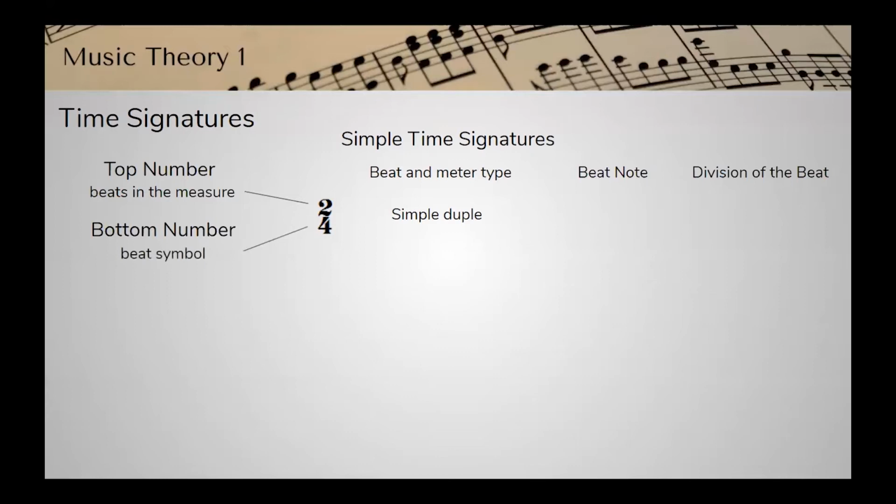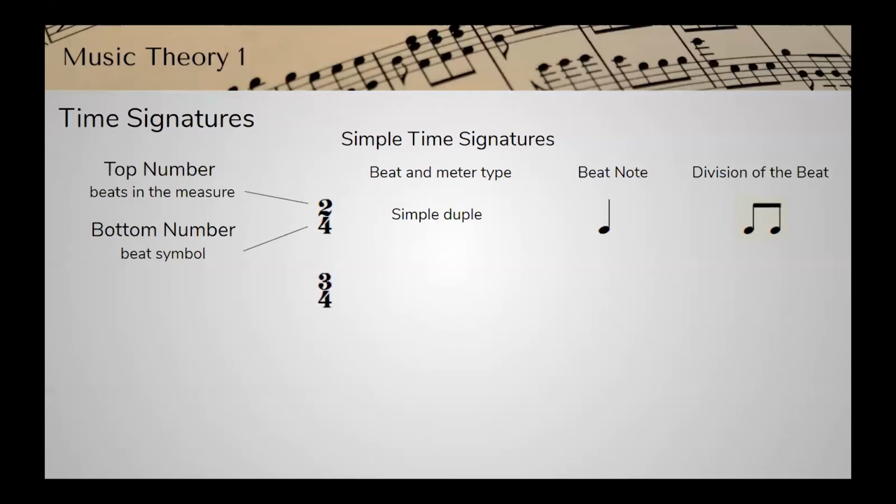The bottom number tells you what kind of symbol gets the beat, right? So how is the beat written in the music? If it's a 4, that means that the note used to represent the beat is a quarter note. And since you know that it's a simple meter, the divisions of the beat are represented as eighth notes, because if you take a quarter note and you divide it into two equal parts, you end up with 2 eighth notes. Okay, so just from seeing that this is 2/4, we know that it is simple duple. We know that the beat is represented by a quarter note, and we know that the division of the beat is represented by eighth notes, because that's half of a quarter note.